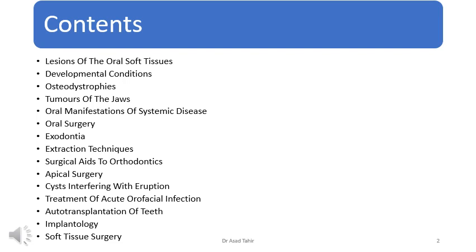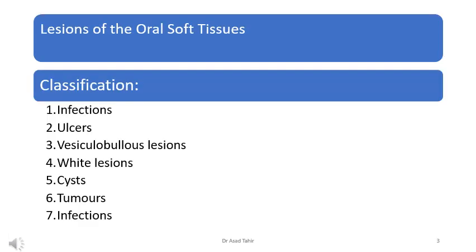Shifting gears, we'll discuss oral surgery, covering exodontia, extraction techniques, apical surgery, and cysts interfering with eruption. We'll also explore autotransplantation of teeth and implantology. Finally, we'll touch on soft tissue, including frenectomy and mucocoele management. Join us as we unravel the complexities of oral health and surgical interventions. Let's begin our journey into oral pathology and surgery, lesions of the oral soft tissues.